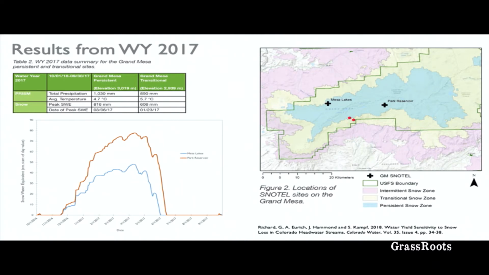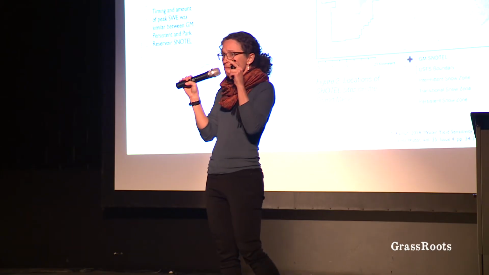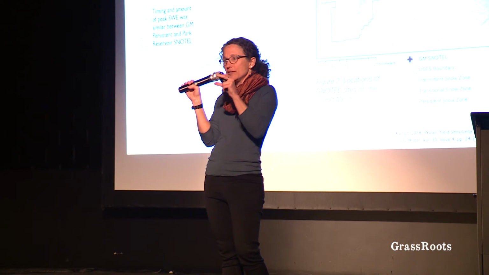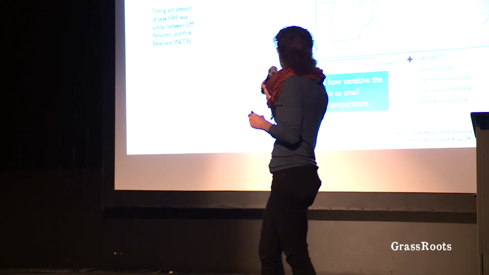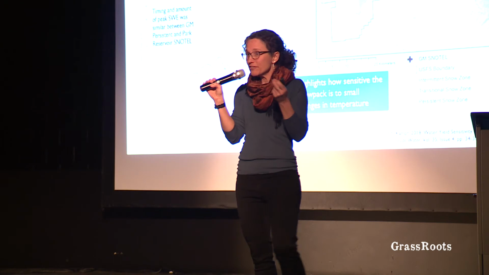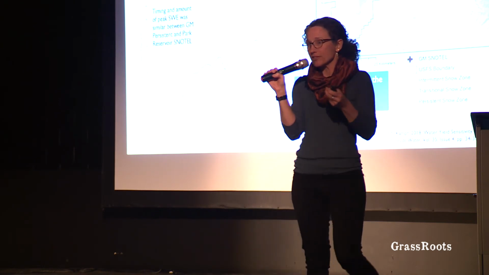And we were pretty excited to see that we're tracking pretty well with the SNOTEL sites at our persistent gauge. So the peak snow water equivalent happened about the same time at our site as the Park Reservoir site. But we saw the peak snow water equivalent at our transitional site was in January. And so there really was a big difference, even with that small elevation difference, but there is a temperature difference between those two sites. So it helps us see how sensitive that snowpack is to small temperature differences.